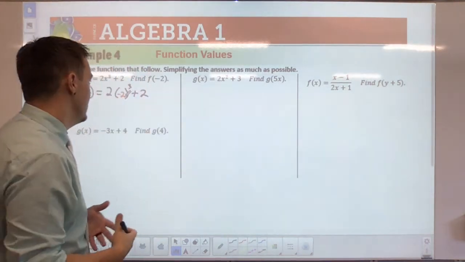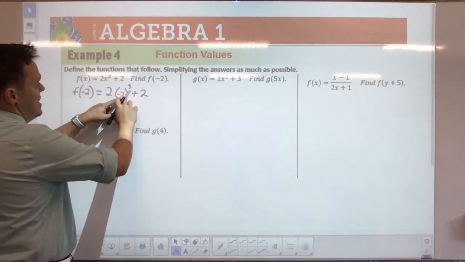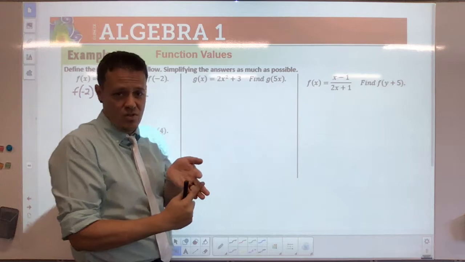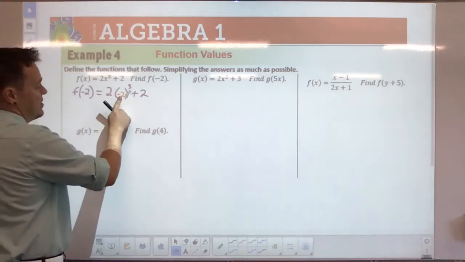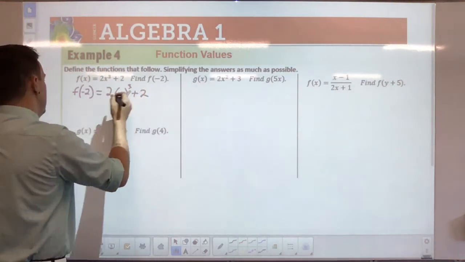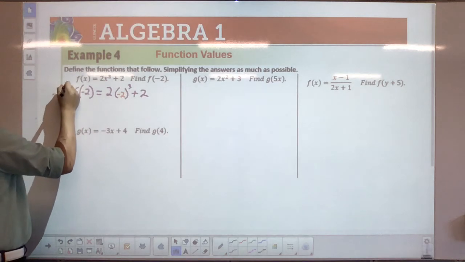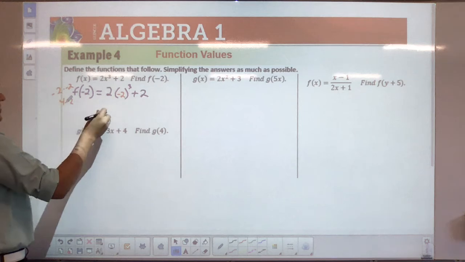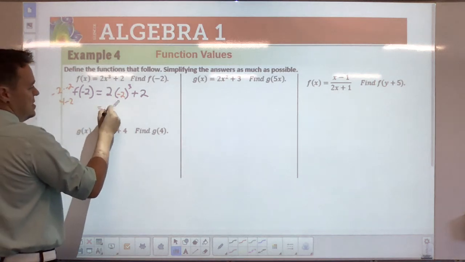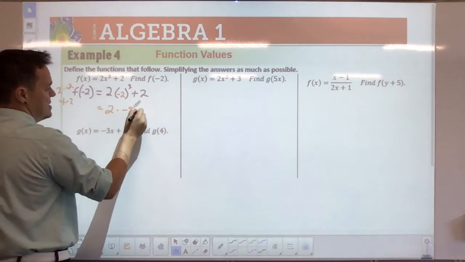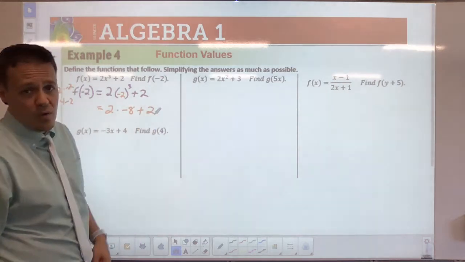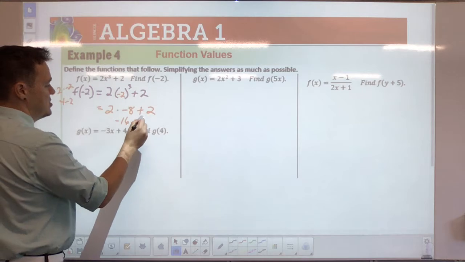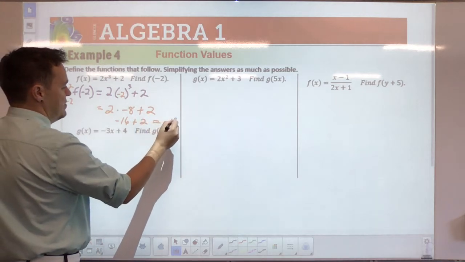Now, this is a relatively simple process. Just make sure you guys know negative 2 to the third power means it's negative 2 times negative 2 times negative 2, right? So first, negative 2 times negative 2 is 4, and then 4 times negative 2 is negative 8. So this is going to be 2 times negative 8 plus 2. Now you got to do order of operations, right? This would be negative 16 plus 2, which comes out to be negative 14, right?